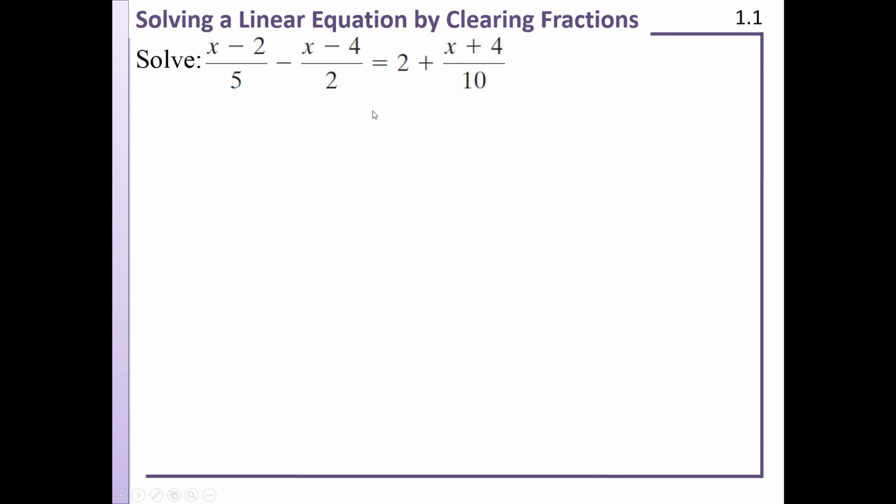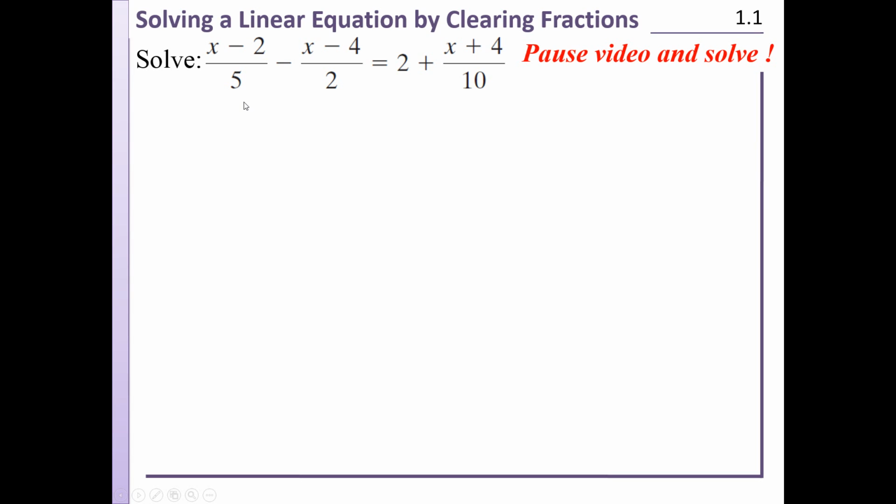Here's another one with fractions. And why don't you try to solve this one? So pause, please pause the video and try to solve the problem. Okay, so like before, we want to multiply both sides by the LCD.